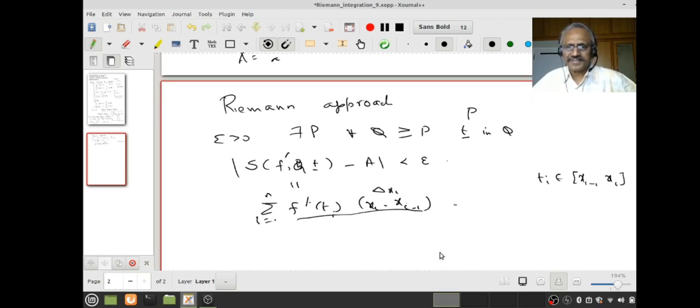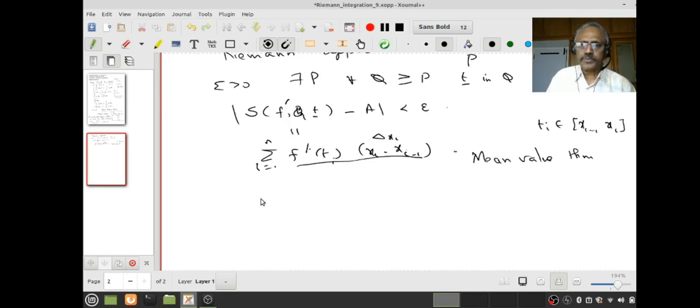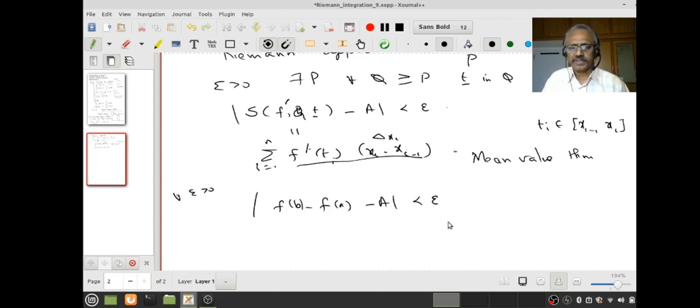Some kind of mean value theorem. You understand that? Yes? It reminds us of the mean value theorem, right? So that is the approach I want to take. Okay, so what do I want to prove? I want to prove that |f(b) - f(a) - A| is arbitrarily small. This is what I want to prove. For every epsilon positive, I want to prove this happens. If I prove that, then we are through.